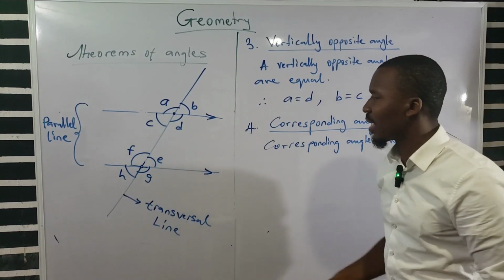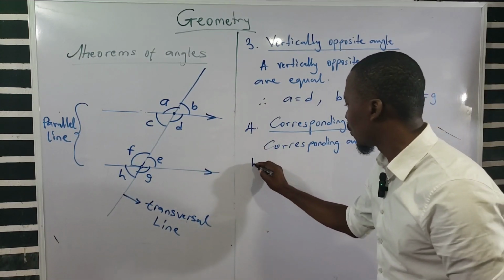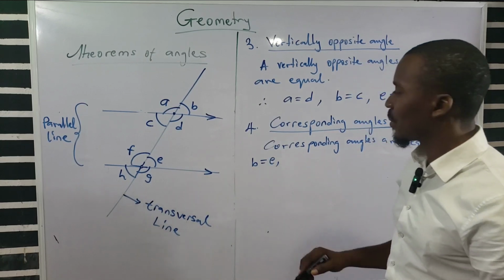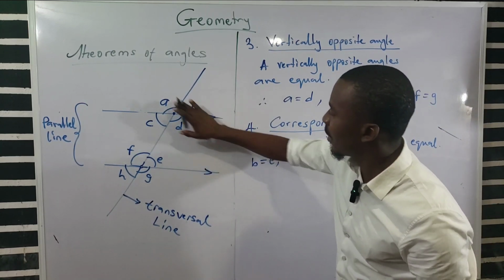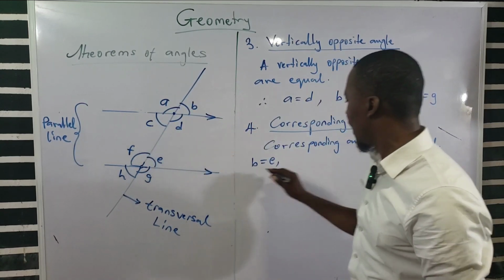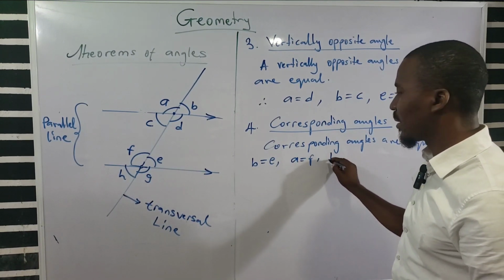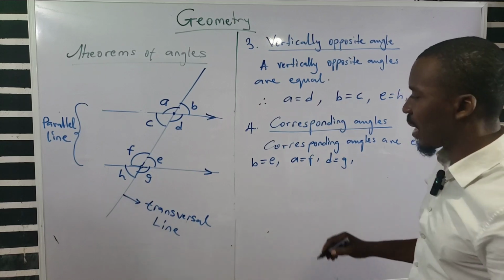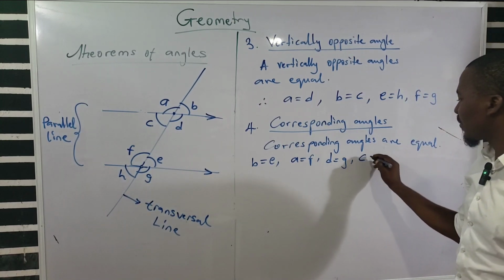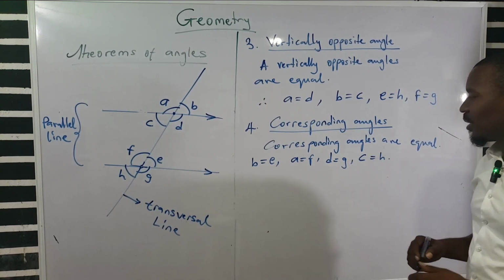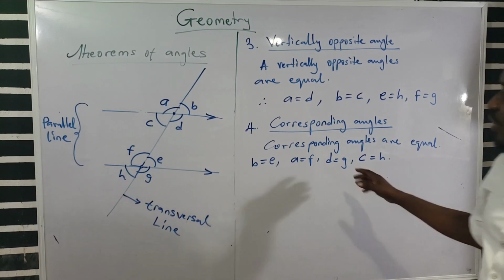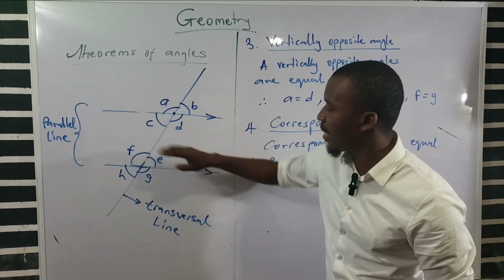So there are a lot of corresponding angles here. Let's fish them out. B equals E, so they are corresponding. A equals F, they are corresponding. We also have that D equals G, they are corresponding. And we also have C equals what? H. They are corresponding. So these are all the corresponding angles we can get here.